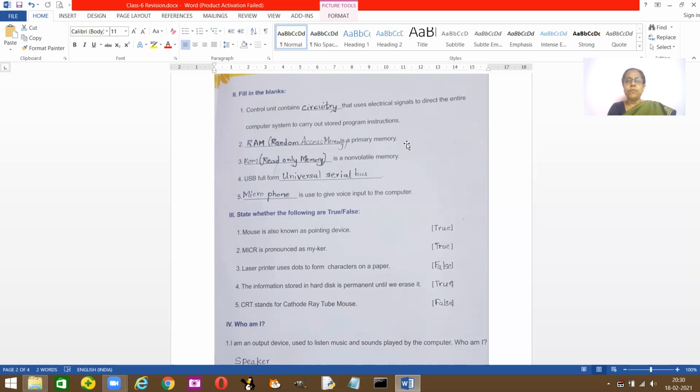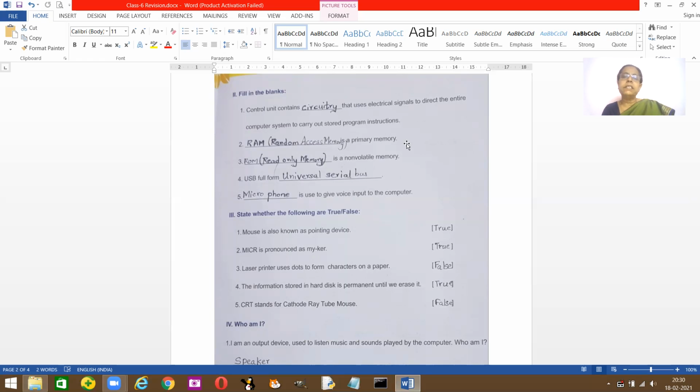Dash is used to give voice input to the computer. If you want to speak on the computer, you need a microphone to speak on the computer. So it is an input device, or the voice input device, where you can input into the computer and listen to it through a speaker. Let's go to the blanks again.